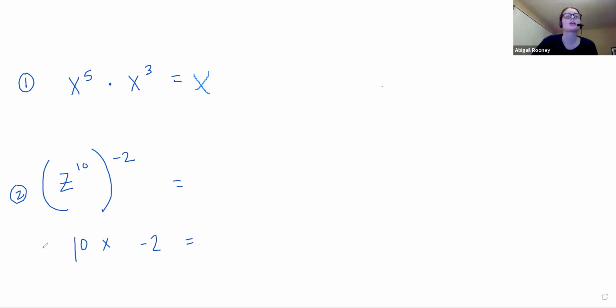It's good that we got to review positives and negatives too. So what we do for multiplication is we just multiply like normal. So what's 10 times 2?